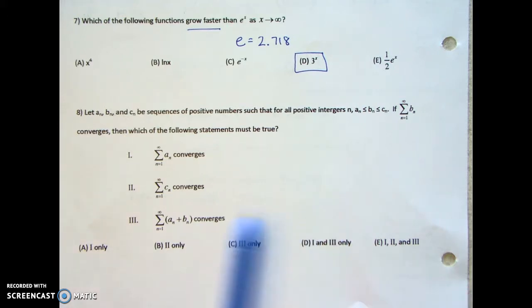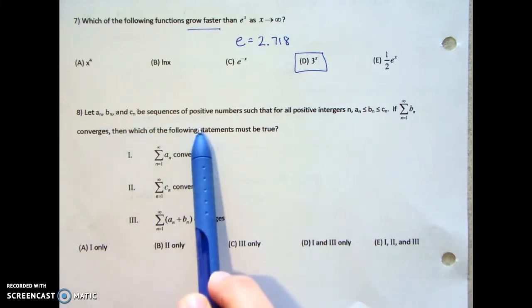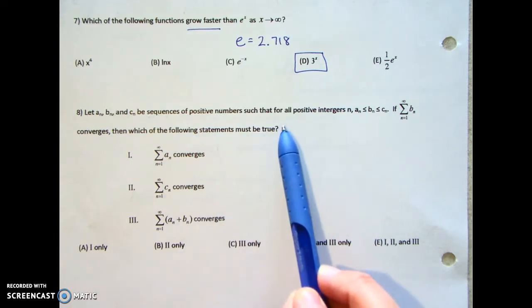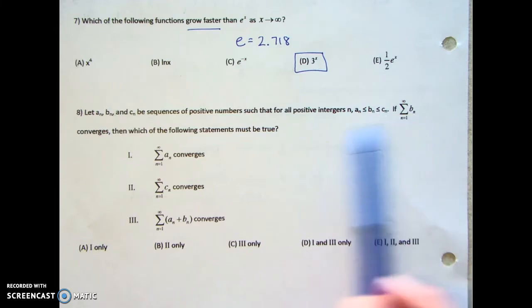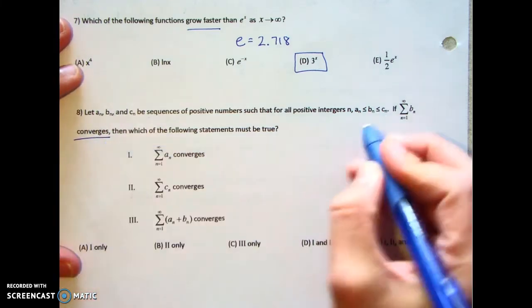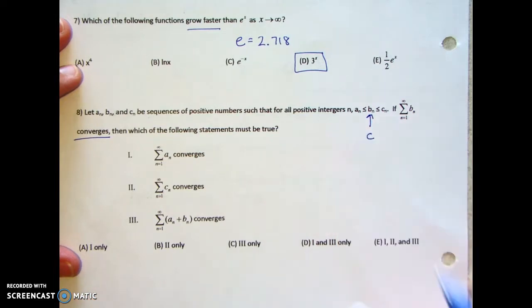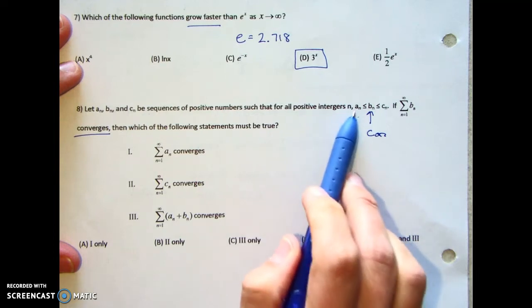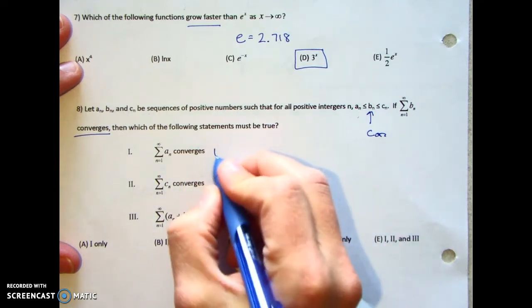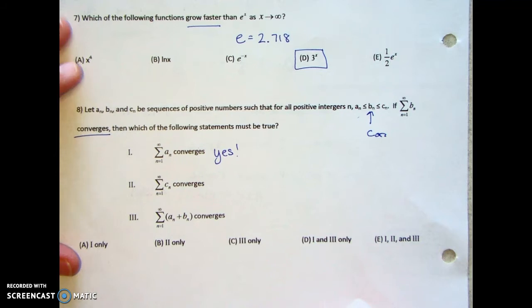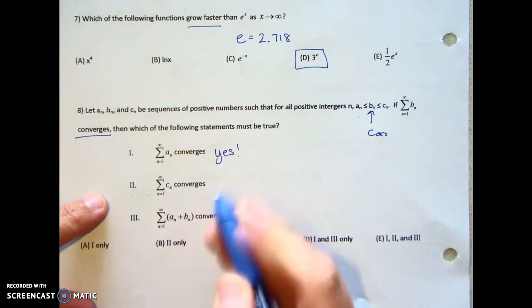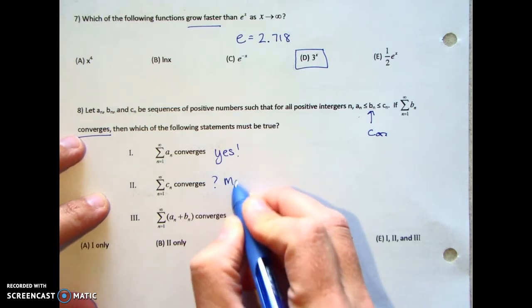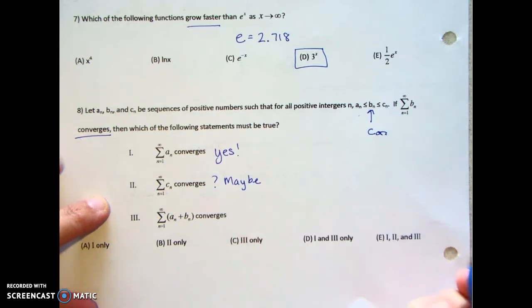Let's see. Let's do number 8. Let a, b, and c be sequences of positive integers such that for all positive integers, a is less than b is less than c, and b converges. So we know b is converging, which is good. Is the lesser series going to converge? Yes, that's the direct comparison test, and we always drew that picture. Will c converge? We don't know. Maybe it could, but it's not guaranteed.